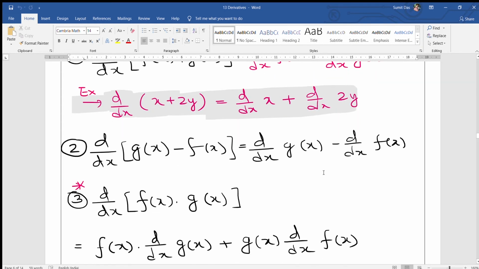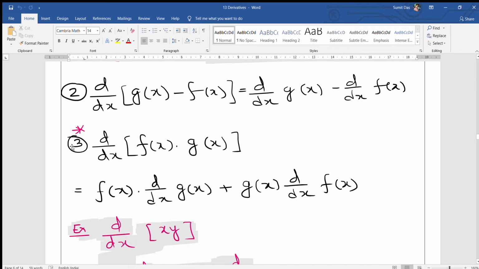d/dx of g(x) minus f(x), so we can do d/dx of g(x) minus d/dx of f(x). Now this is a very important part, multiplication. When there is a product, we can't do a direct product. So in a product we have to write like this: the first function will come as a coefficient into d/dx of g(x), then the second function will come as a coefficient, then d/dx of f(x).